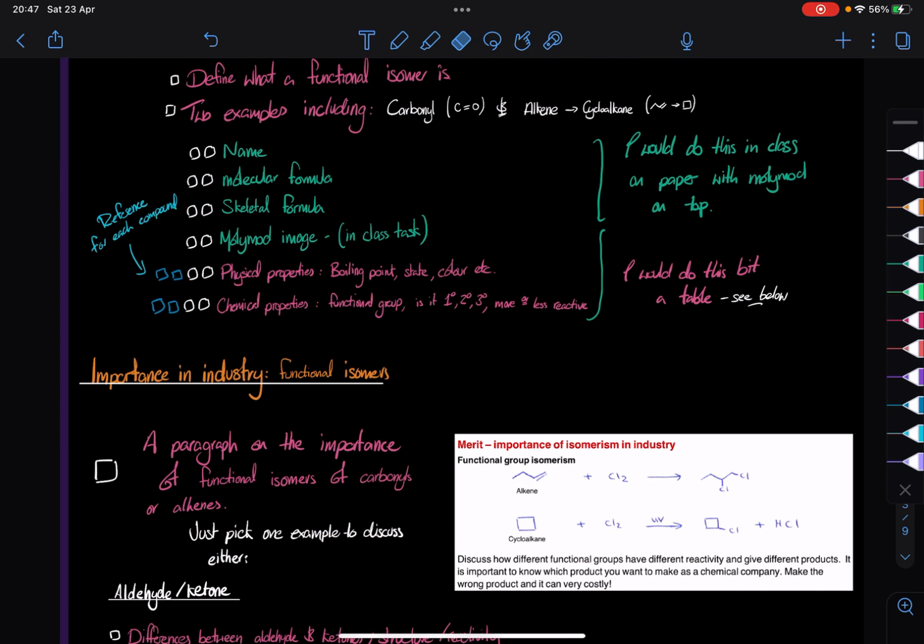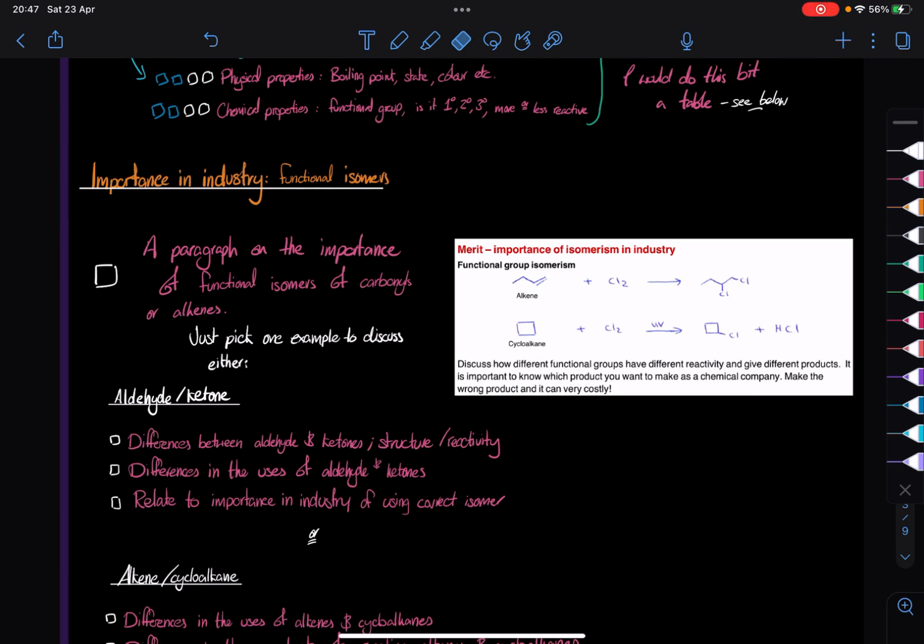Once you've done that and you put together your mods and taking pictures of them, you're going to put together your table, your physical properties, boiling point, state, colour, that kind of stuff. Take a picture of it all. Don't write that all up, and then you can move on to the next section, which is the importance of industry, functional isomers. A paragraph on the importance of functional isomers of carbonyls or alkenes.